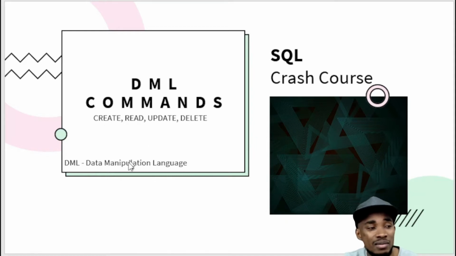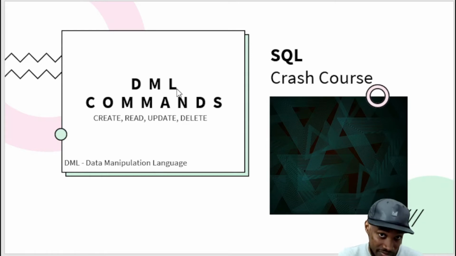What is DML? DML stands for data manipulation language, and this is the way you actually manipulate data in the database. This is how you create your data in a table. You read data from your table, you update the data, as well as delete. So let's go straight into it. The first one we're going to look at is create.